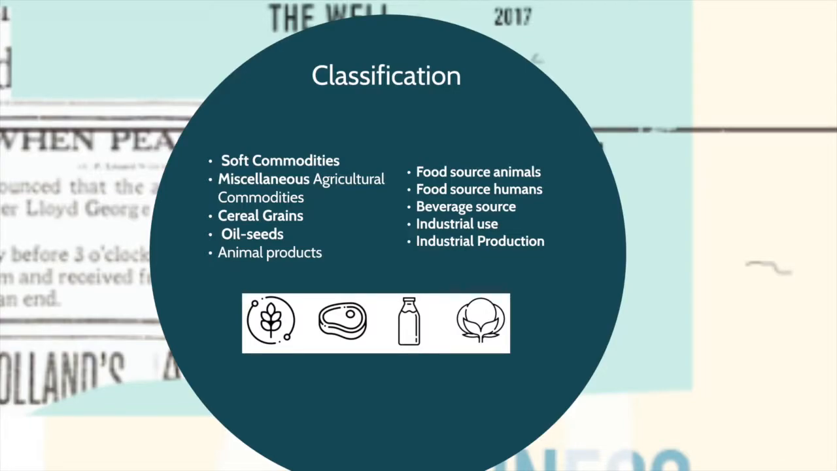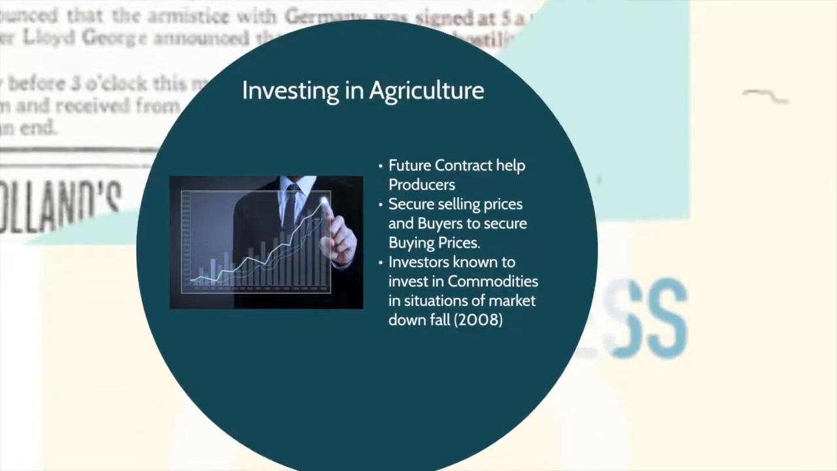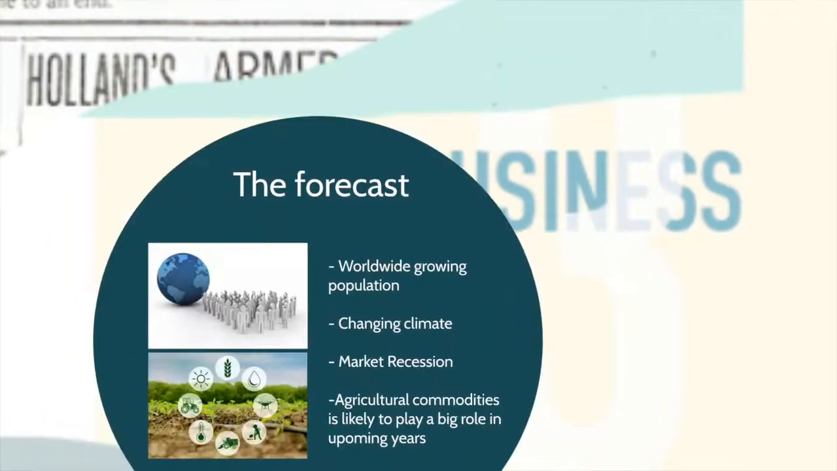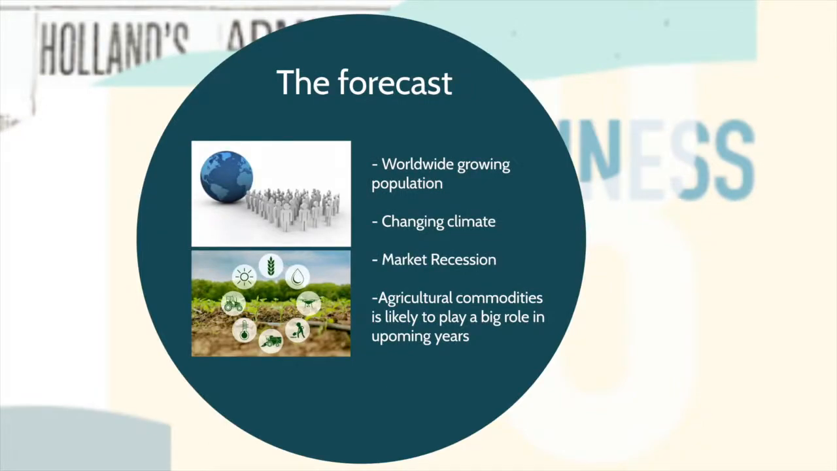Futures contracts are the most common way to trade agricultural commodities, helping producers to secure the future selling prices of their harvest and helping buyers to secure buying prices of raw materials. A number of factors in the future will put agricultural commodities in the spotlight. World population is expected to reach 9 billion people in 2050, and the demand for food is expected to follow the same trend. Also, climate change poses a future risk on crop yields, creating uncertainty in the market.